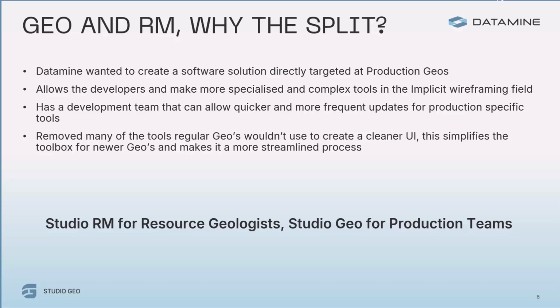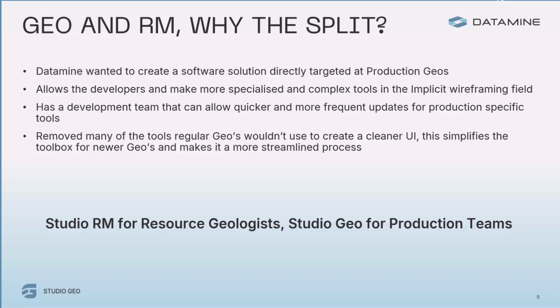The other thing that we focused in on was basically the implicit modeling tools. So if you were at the last two webinars, you'll know that Studio Geo is basically built around an implicit modeling workflow. The issue that we had in Studio RM, obviously, is that it has quite a lot of back-end stuff, typically for the estimation calculations. And for the developers, it was actually getting quite difficult to develop for. They were keeping on squishing more and more into RM, and it was getting a bit overloaded.